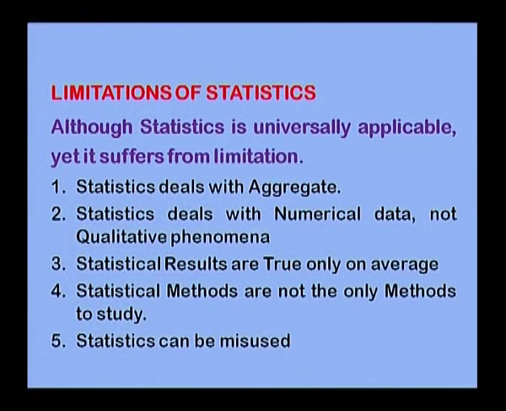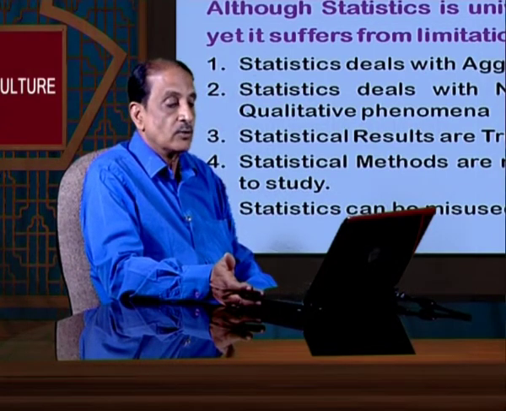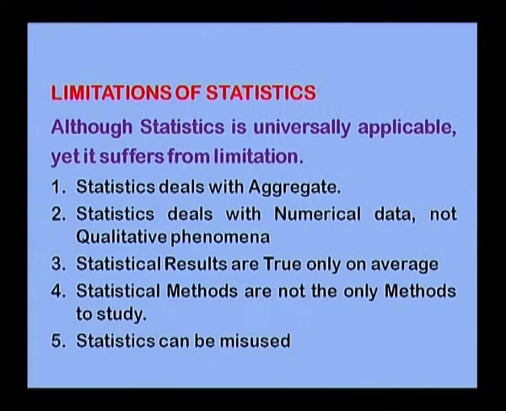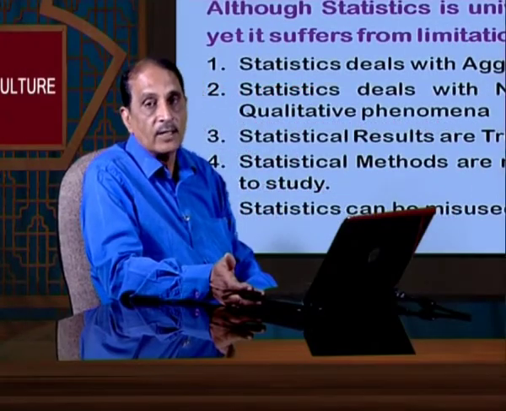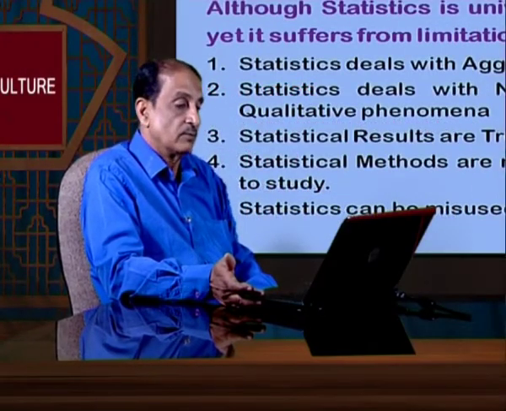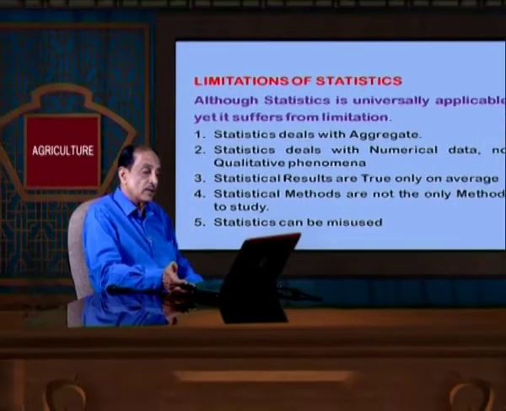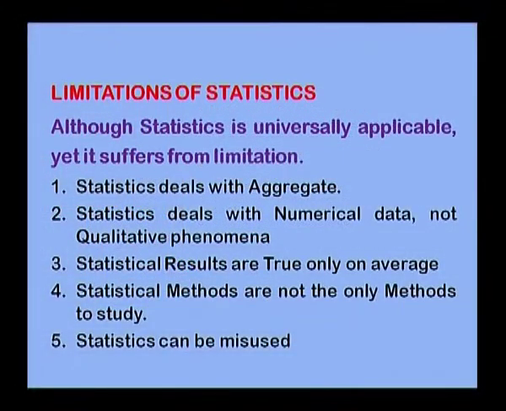And third is, statistical results are true only on average. The results that we have achieved on the basis of the analysis of numbers are not 100% true as we have in the case of natural science. And fourth is, statistical methods are not the only method to study. Definitely, statistical methods are used for analysis and interpretation of the information, but this is not the only method for doing analysis and interpretation; at the same time we require other aspects for this purpose. And next is, statistics can be misused.